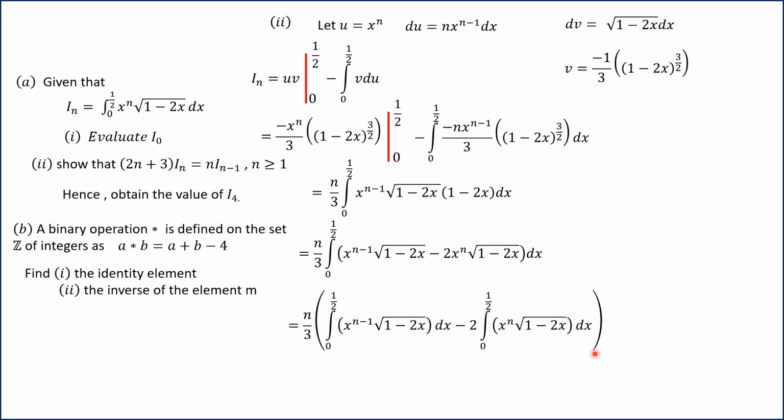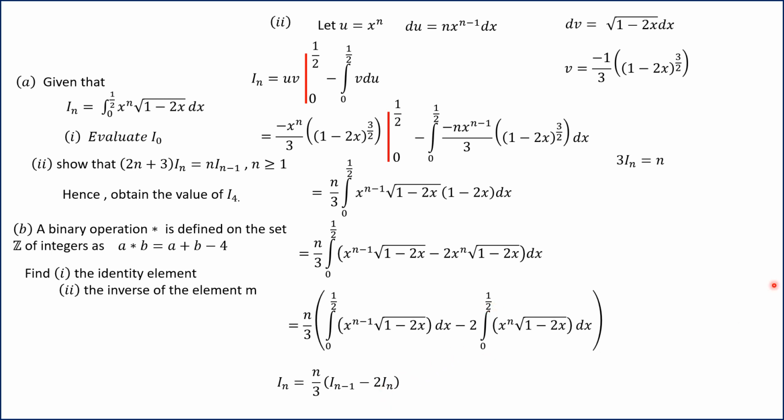Now that we have all this in place, the next thing now is to do what? Recognize that this term here is exactly the integral that we started with, but just that n is replaced by n - 1. So this is I_(n-1), and this other bit here is just I_n. So we have something like this: I_n is equal to, remember, this is I_n, everything is equal to n/3 times what? This I_(n-1) minus 2 I_n, because this is I_n, the integral we started with.